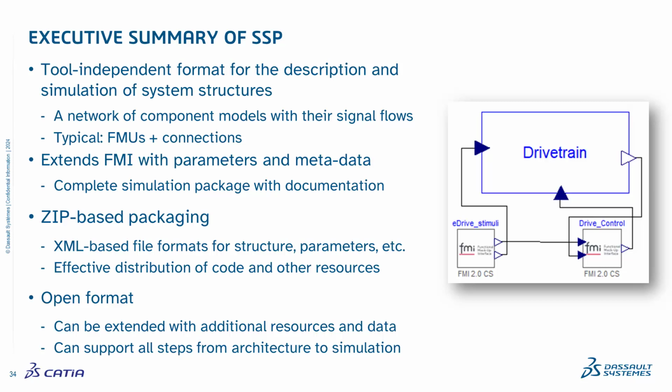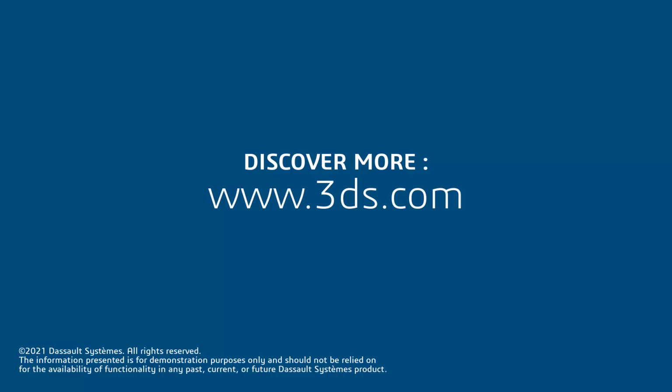So, going back to the summary. SSP is a tool-independent format for describing simulation structures and system structures. It comprises components and their connections, typically FMU components. Compared to FMI, it extends with parameter sets and metadata. Everything is packaged in a zip file. Descriptions are XML. And it's open in the sense that you can add your own resources, your own data, in order to support the entire process from architecture to simulation to decision making. Thank you very much.